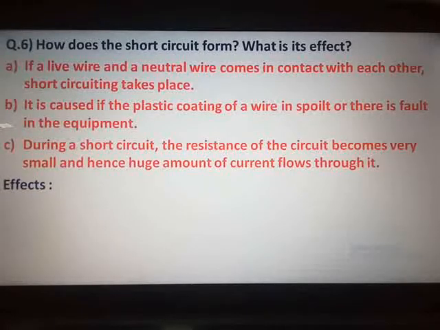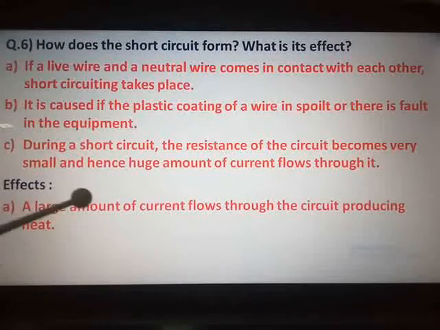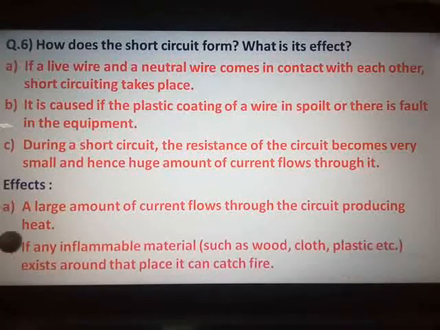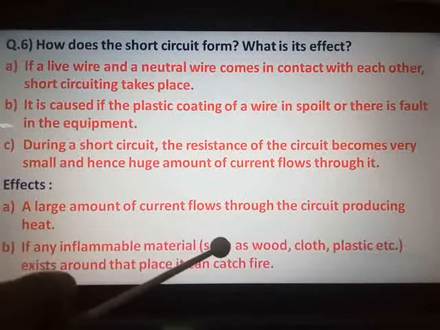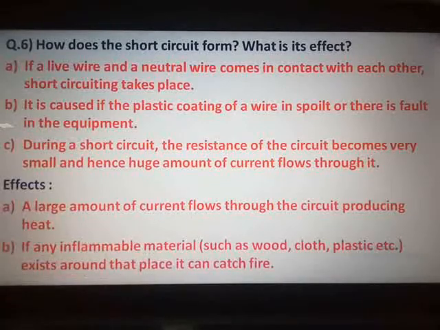As you all know, short circuit is very dangerous. Your appliances and all, they get burnt. So those are its effects. A large amount of current flows through the circuit producing heat. And if any inflammable material such as wood, cloth, plastic, etc. exists around that place, then it can catch fire.